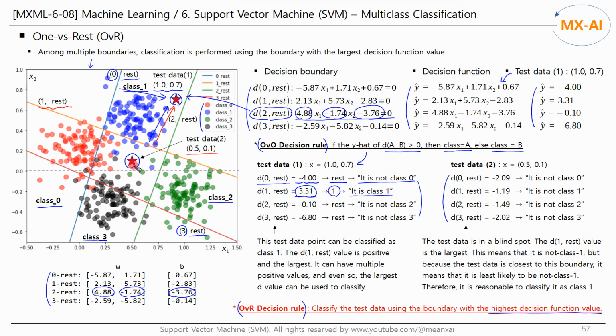The y-hat value of the d_1,rest boundary is the largest. This means that the class is not 1, but because the test data is closest to this boundary, it is least likely not to be class 1. It makes sense to classify this data point as class 1. Therefore, the rule below can be applied in this case as well.